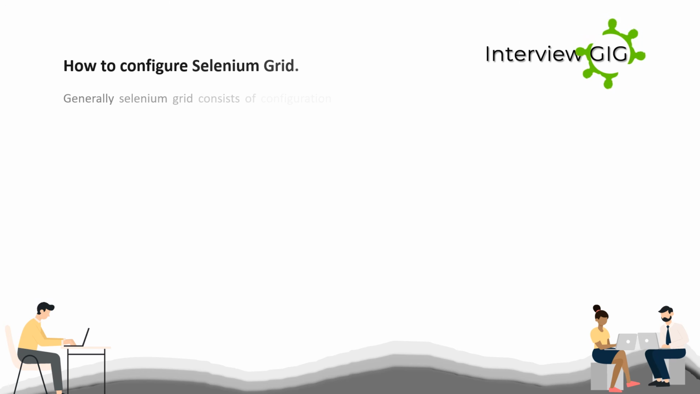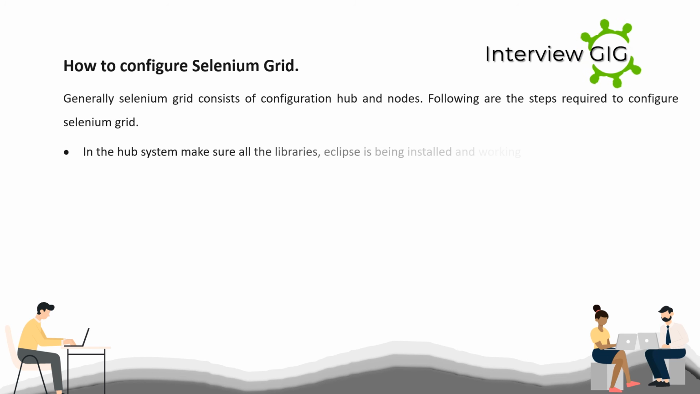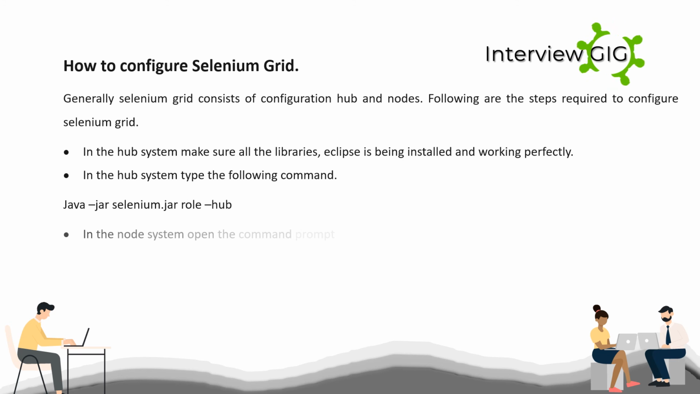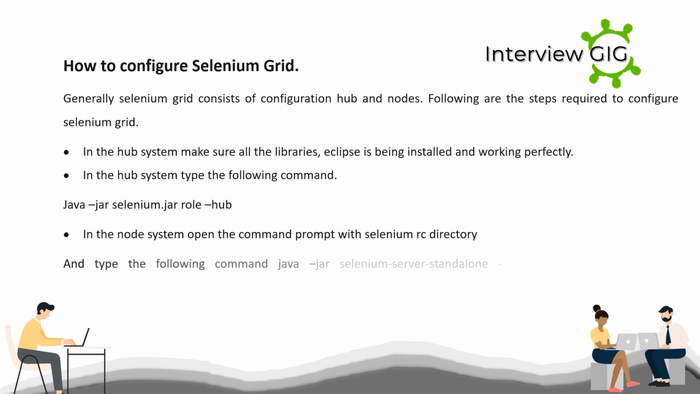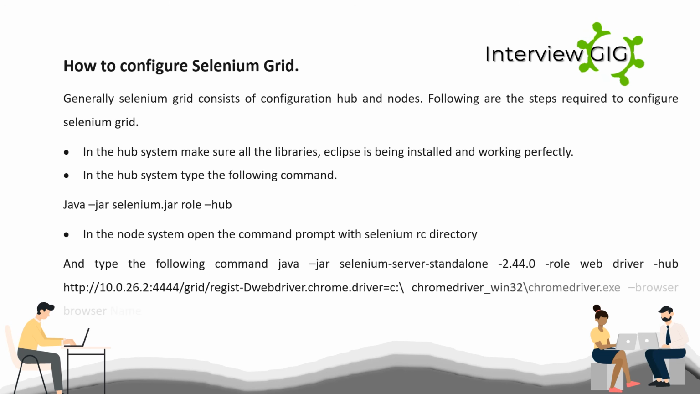How to configure Selenium Grid? Generally, Selenium Grid consists of a hub and nodes. Following are the steps required to configure Selenium Grid. In the hub system, make sure all the libraries and Eclipse are installed and working perfectly. In the hub system, type the following command: java -jar selenium-server.jar -role hub. In the node system, open the command prompt with the Selenium RC directory. Write the script in the hub system and run it in Eclipse. The script will be executed in the node system as well.